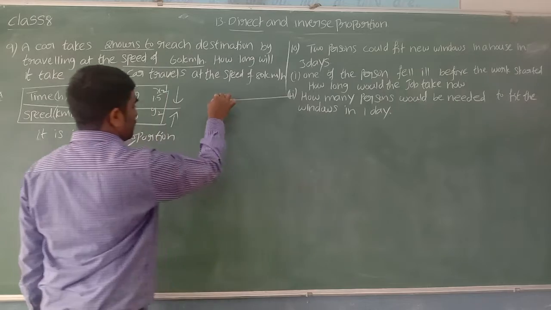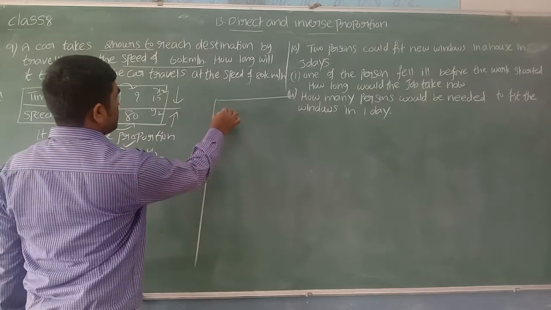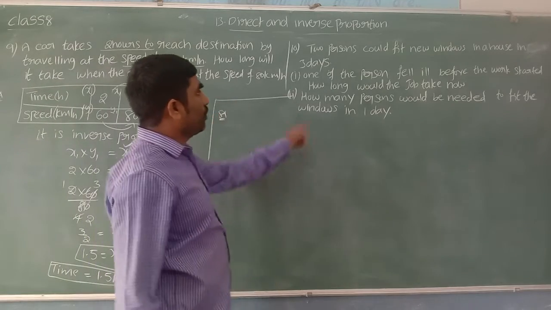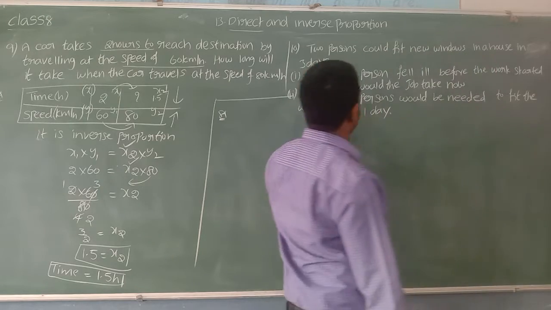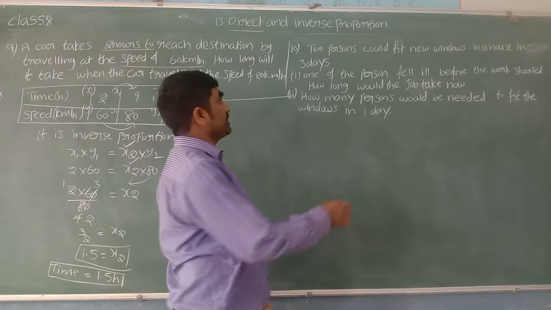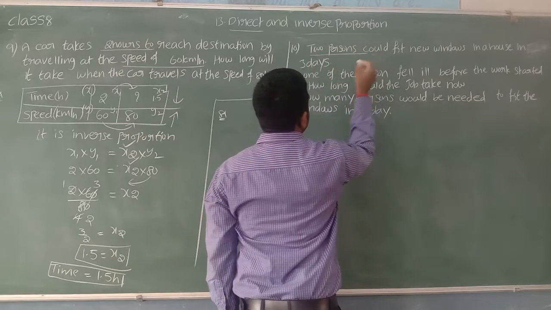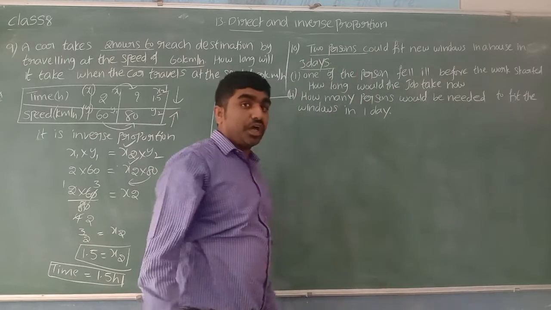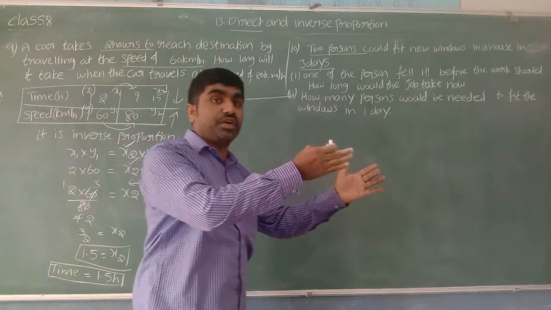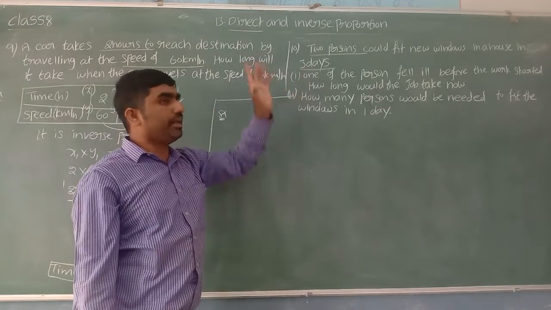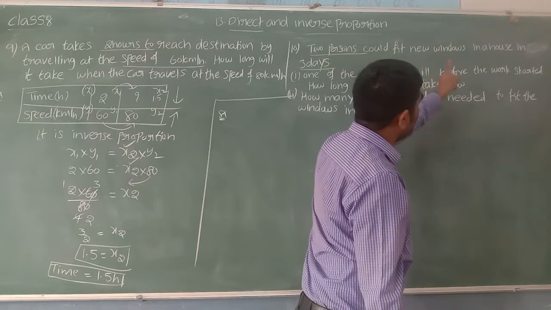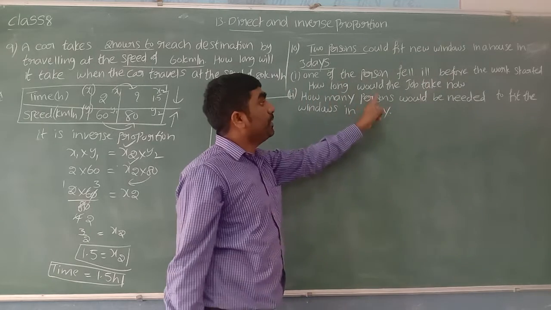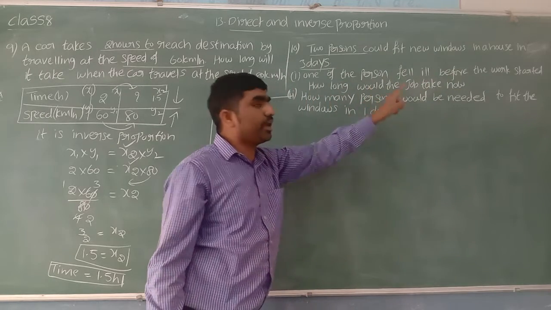Here we have one more question, 10 to 1. You can see the solution. 2 persons would fit new windows in a house in 3 days. Here the two quantities are the number of persons and the number of days. If 2 persons are going to fit the windows, they will take 3 days. One of the persons fell ill before the work started. How long would the job take now?